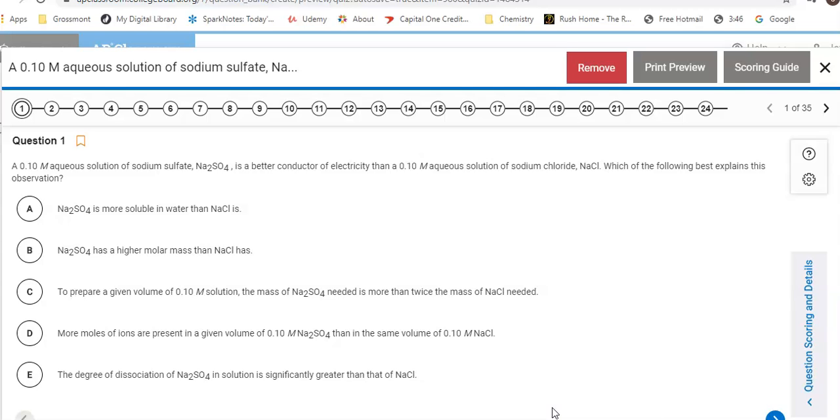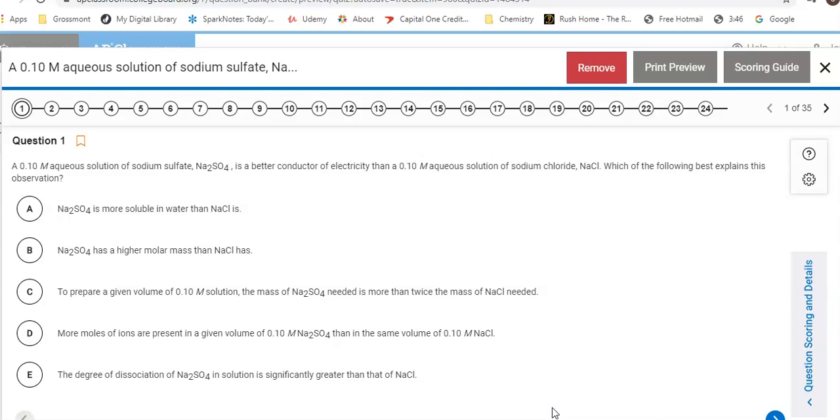Okay. So Na2SO4 is more soluble in water than NaCl. That's a possibility. Na2SO4 has a higher molar mass. Molar mass has nothing to do with it. To prepare a given volume of 0.1 molar solution, the mass of Na2SO4, it has nothing to do with mass. More moles of ions are present in a given volume of 0.1.